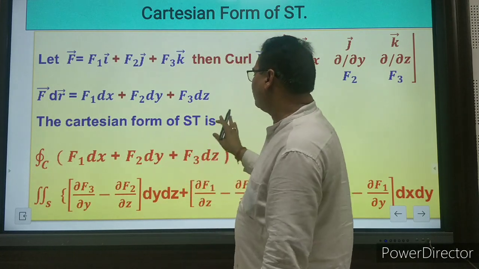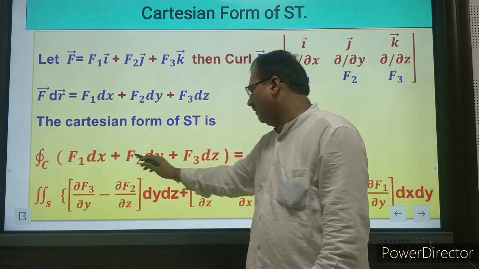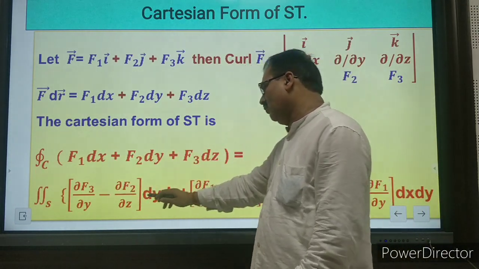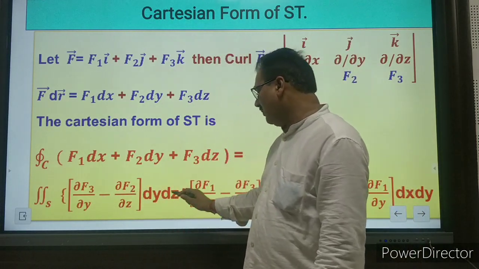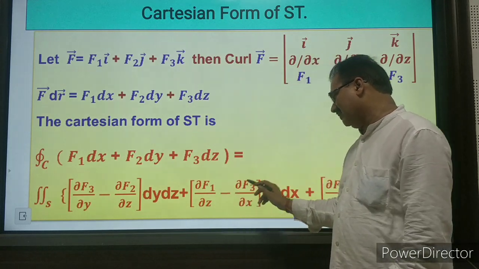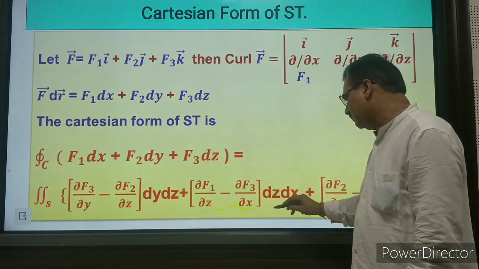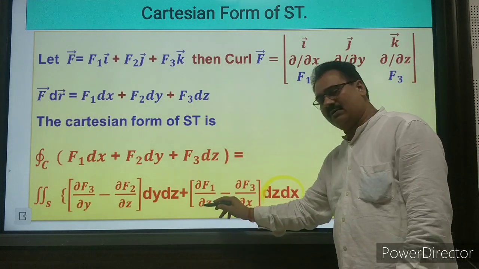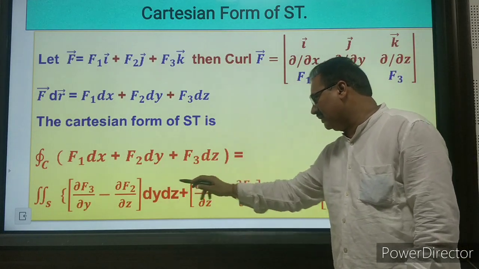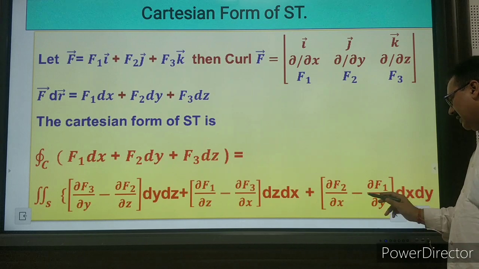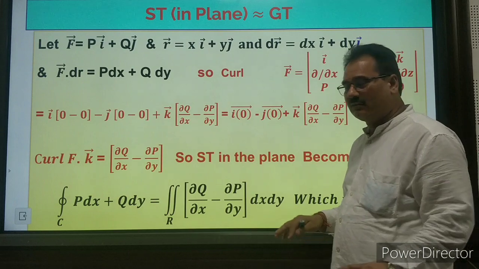The Cartesian form of Stokes theorem may be written as follows. Putting it inside the integral, you get del F3 by del y minus del F2 by del z dy dz, plus del F1 by del z minus del F3 by del x dz dx. Here, just look: whatever appears in the differential in the denominator is the same one appearing in the integrand. Similarly, plus del F2 by del x minus del F1 by del y dx dy. In this way you can write the vectorial form.